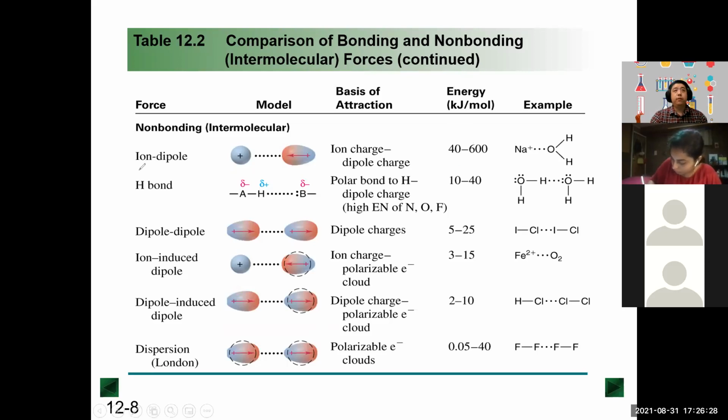There's going to be a couple of these that we focus on. We're going to focus on ion dipole, hydrogen bonding, dipole-dipole, and dispersion. I don't really need to worry so much about ion-induced dipole and dipole-induced dipole. They're just kind of like in between those. So if you know dipole-dipole, you know dispersion, also known as London dispersion, hydrogen bond, and ion dipole, you're good to go. Those are the four main ones we're going to focus on.